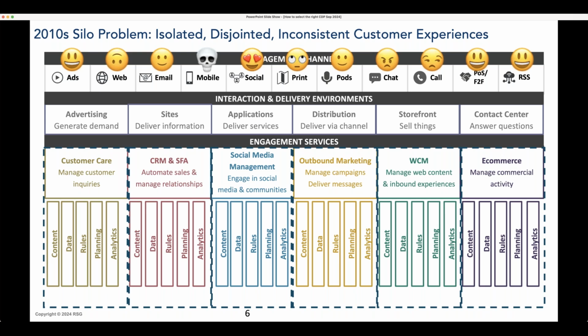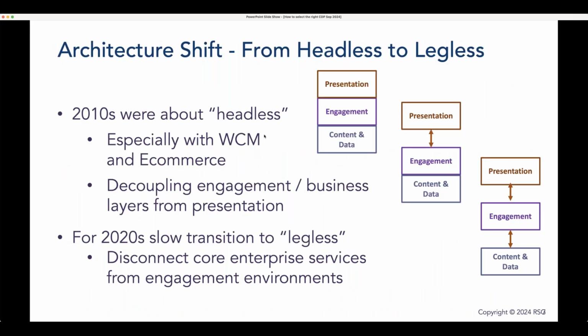So the rise of customer data platforms was the first of what we would describe as more legless architectures, where you were decoupling a certain capability. In this case, it was data management from the engagement platform, and managing it separately. Many of you may have heard of headless, where you decouple the presentation from the engagement. In the 2020s, we're seeing a transition more to legless, where you decouple content and especially data from engagement environments. And CDPs were really the harbinger of that particular trend.